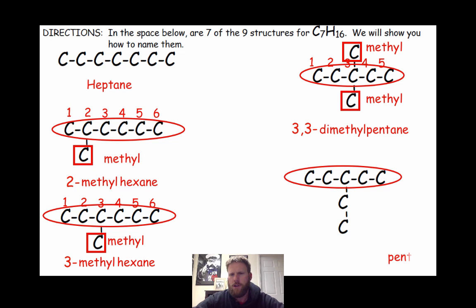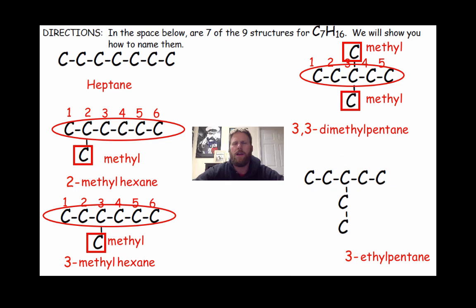This last one here on this slide is also a 5-carbon chain. That's the longest chain we can see. That is pentane. If we number it, once again, it doesn't matter if we go right to left or left to right, we get a 3 for where the branch is. This time, the branch has 2 carbons. If we look on our sheet, a 2-carbon chain is called an ethyl. So this is 3-ethylpentane.